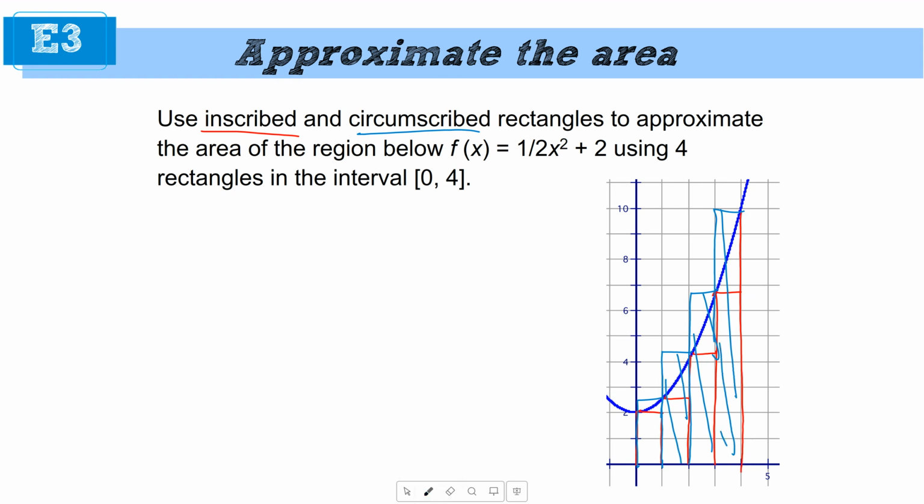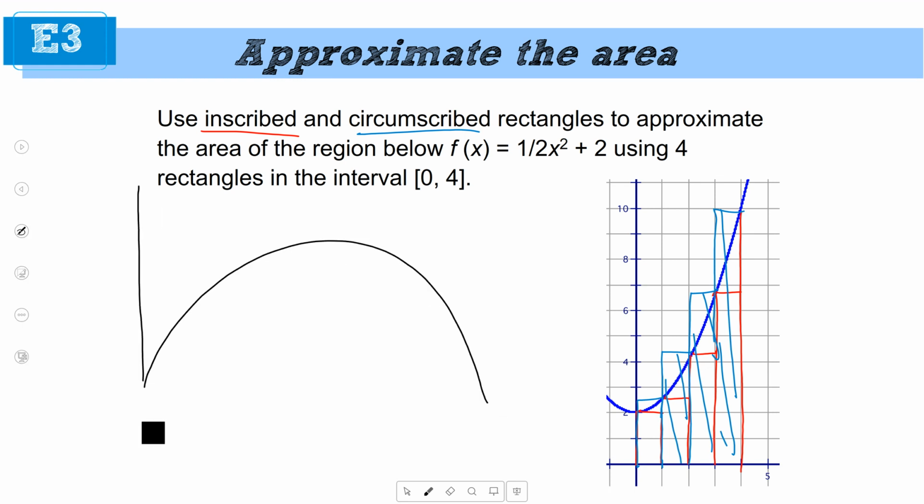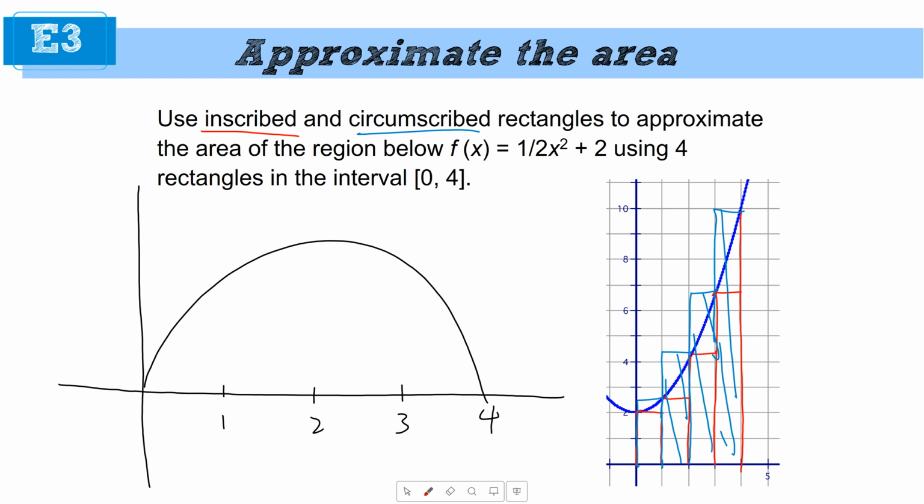If we stay with that particular function, what if we change the function? What if it looks something like this? Let's take something resembling a semicircle, and we're going to use 4 rectangles. So you have 4 choices: inscribed, circumscribed, left hand, or right hand. Andy, which one do you want to do? There's no wrong answer. Left hand. Left hand, okay. So we're going to do left hand.